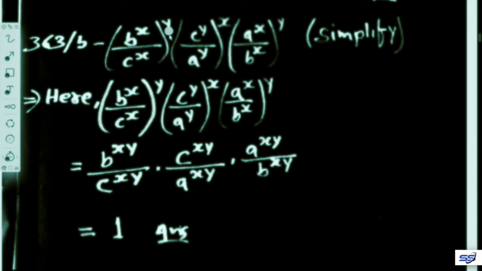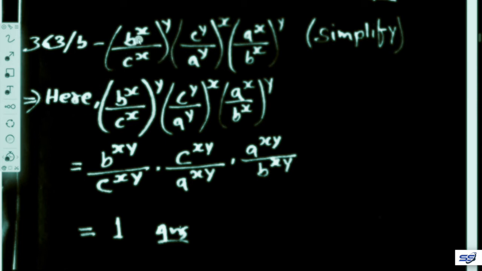Now next, problem number 363 upon b. We see here, given: (b power x upon c power x) whole power y, (c power y upon a power y) whole power x, (a power x upon b power x) whole power y. Here we have to simplify this, make this in simple form.